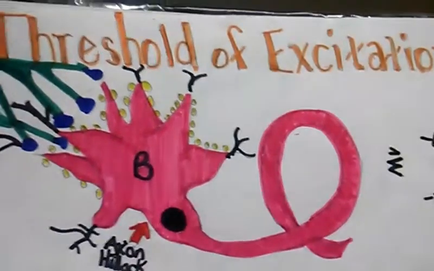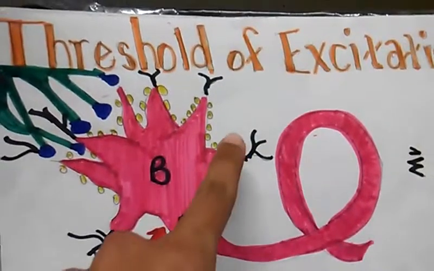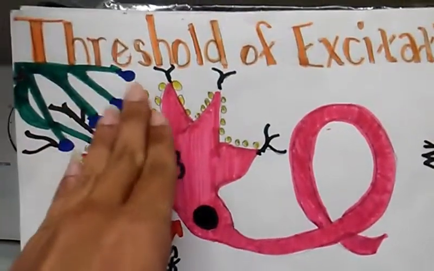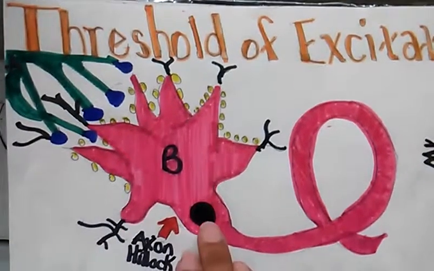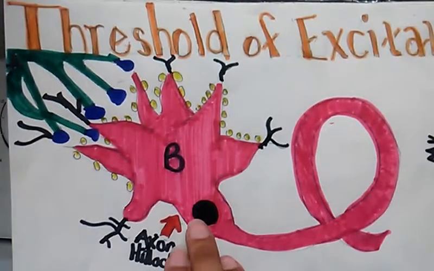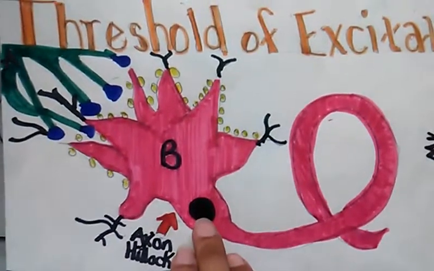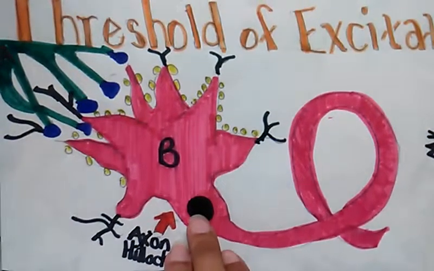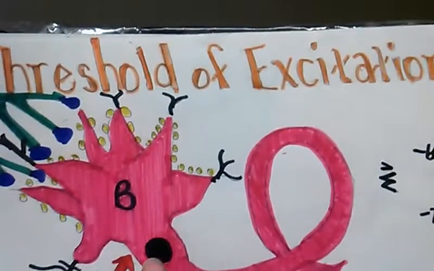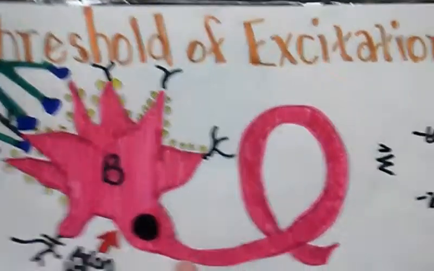Here is the threshold of excitation. The threshold of excitation is where you have a bunch of EPSPs and they travel through the soma and into the axon hillock where they become summations. And these summations are what initiate the action potential.